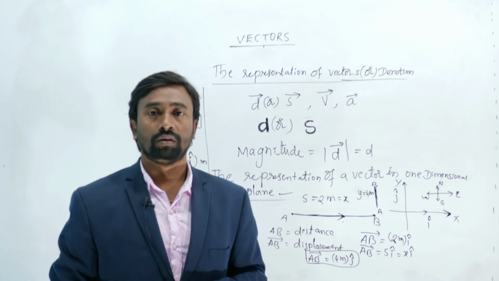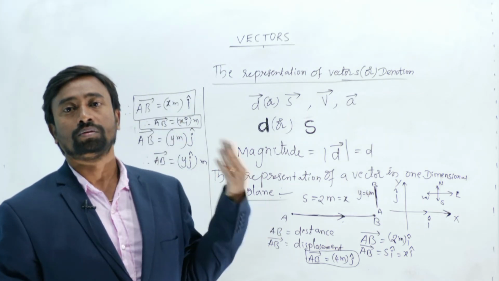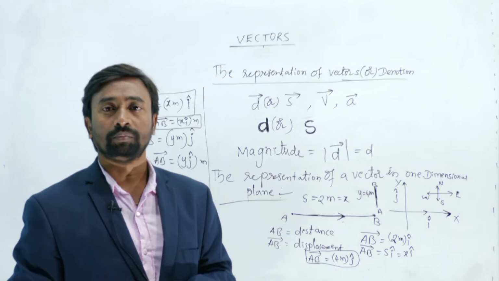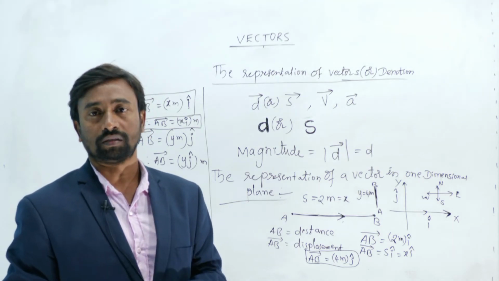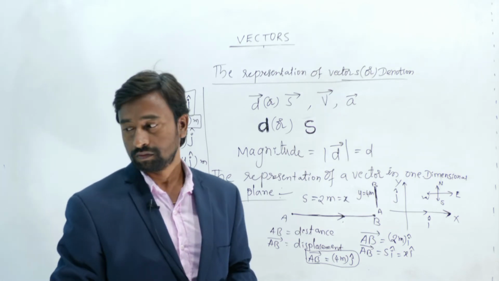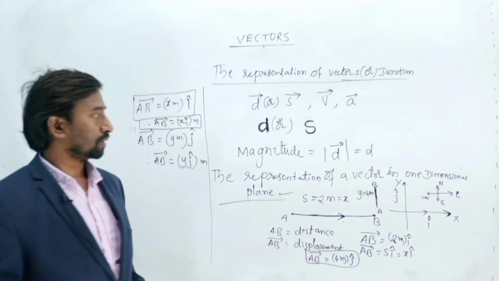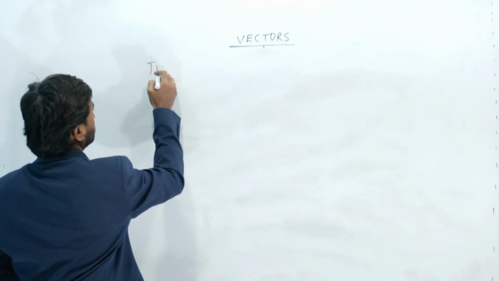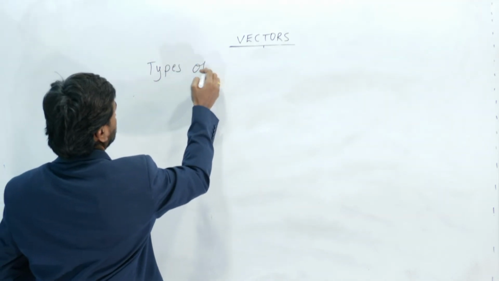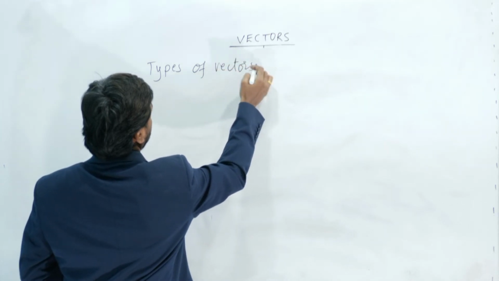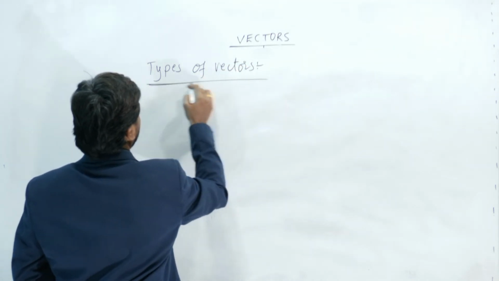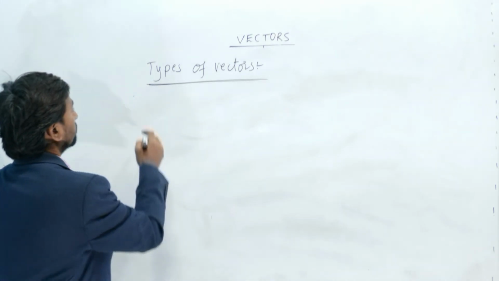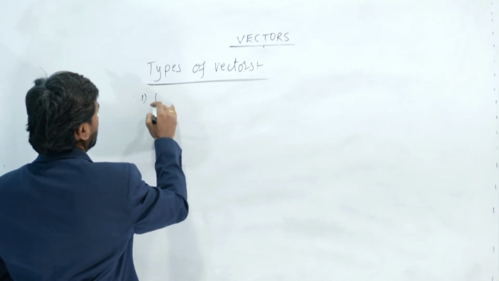Now we will see how a vector can be represented in a two-dimensional plane. Before going to that, we will see the types of vectors. There are different types of vectors, which we will see one by one. So the next topic is types of vectors. The first one we have seen is the unit vector, so we will begin with the unit vector.